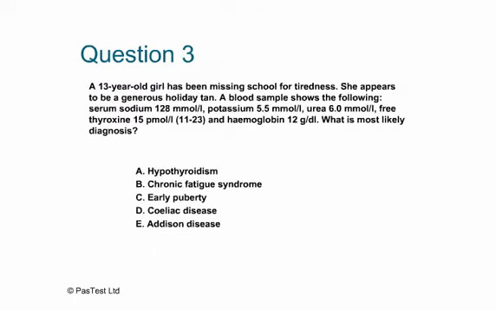Let us now move our attention to an adrenal condition. In this case, a 13-year-old girl who's been missing school for tiredness. She appears to have a generous holiday tan. A blood sample shows that her serum sodium is low, potassium is slightly high, her urea indicates dehydration, and her thyroid function is normal. What is the most likely diagnosis?